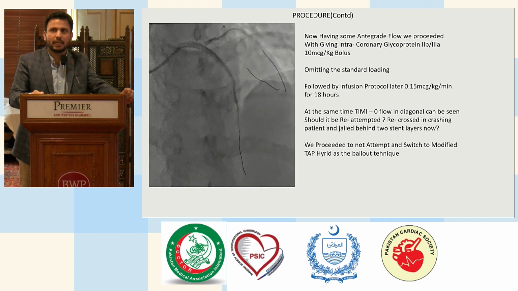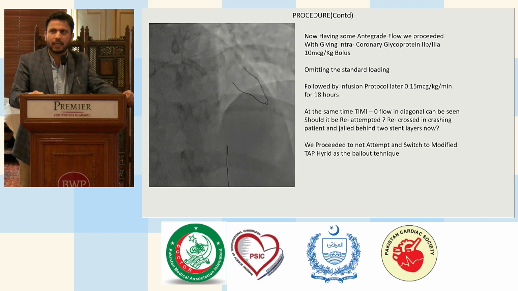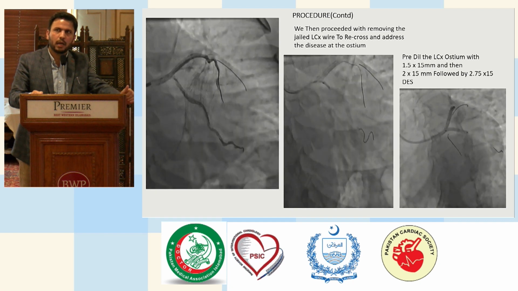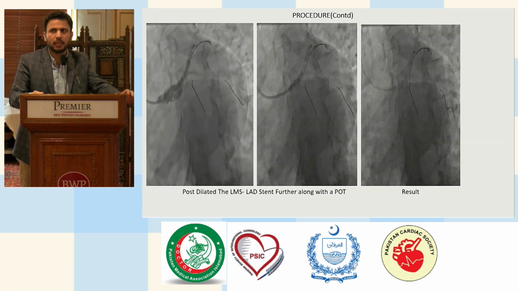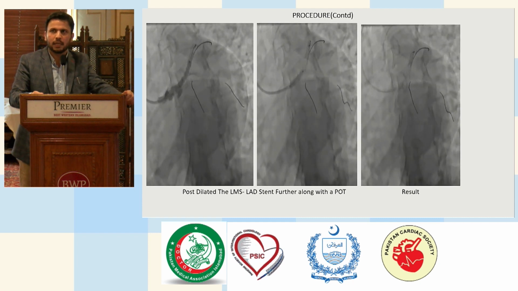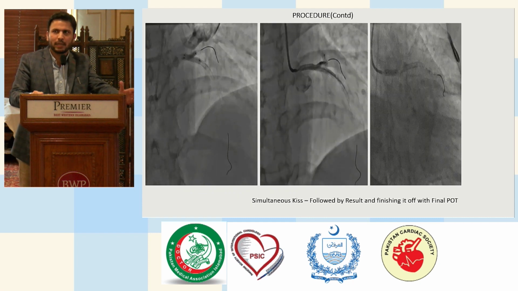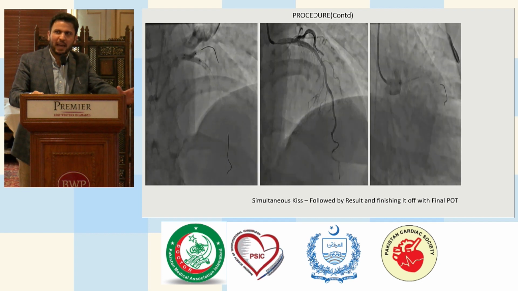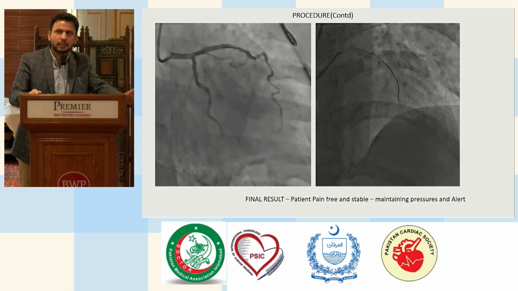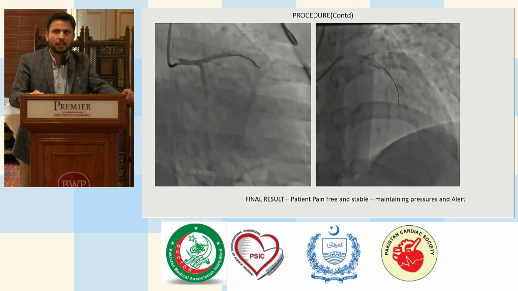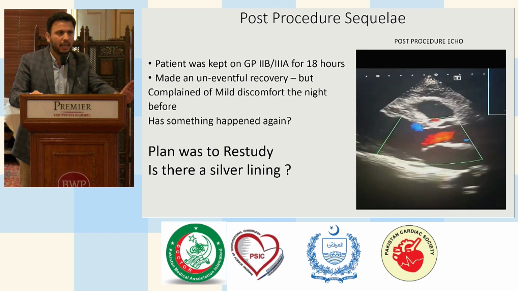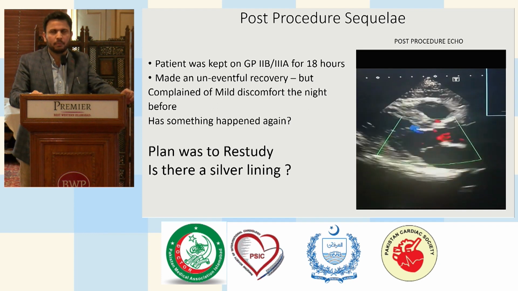We did a hybrid TAP sort of technique, and after that it was a fairly simple scenario. We recrossed into the circumflex. We mildly protruded that stent into the left main LAD stent. We did a POT, performed a kissing technique, and finally finished off with the final POT. The patient is now maintaining pressures. She's doing well. She's not running any arrhythmias. It's a fairly angiographically acceptable result to come out of the cath lab with.